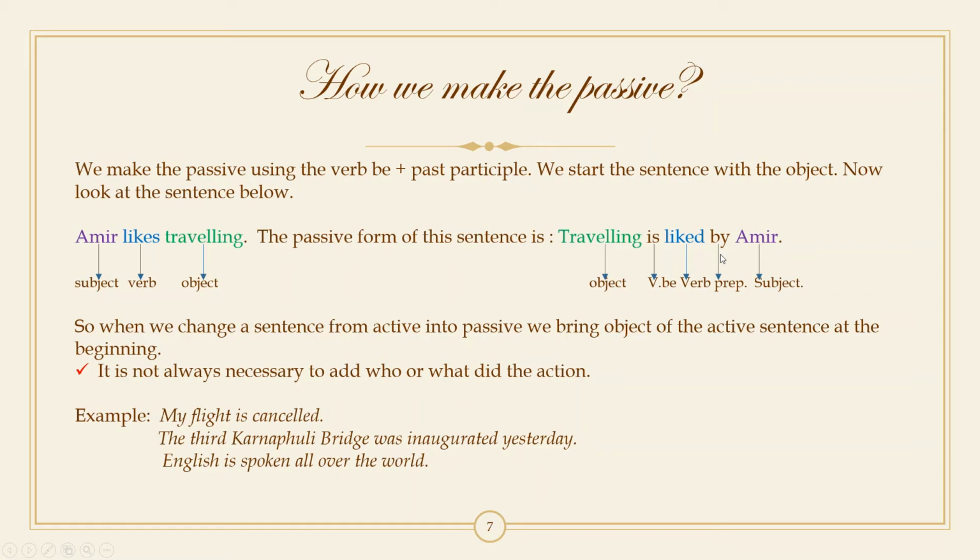And after that, there will be the preposition by. In most cases there will be by, and other prepositions can also come, like to, at, or in. And after that, we have to mention the subject of the active sentence. So when we change a sentence from active into passive, we bring the object of the active sentence to the beginning. You see that traveling, the object of the active sentence, is now brought to the beginning of the passive sentence.